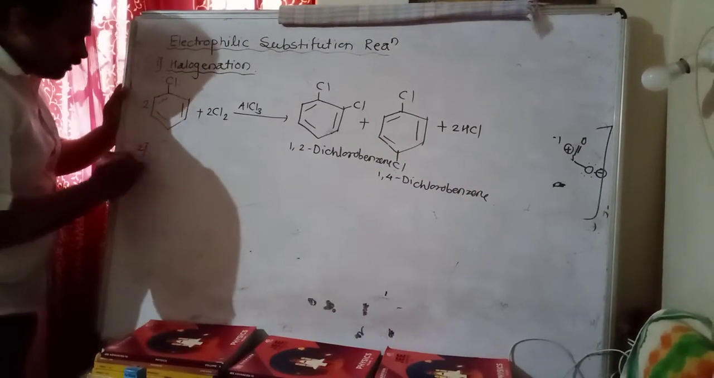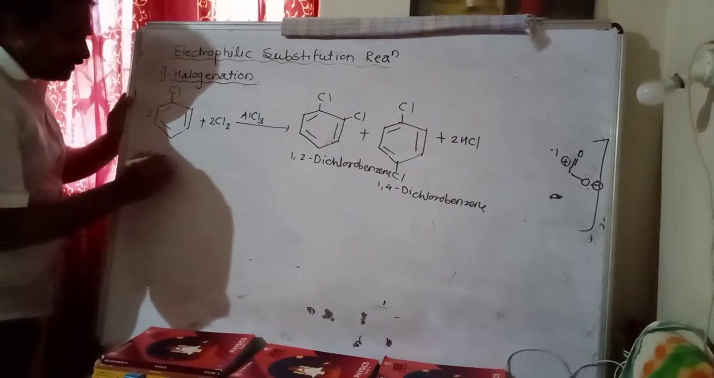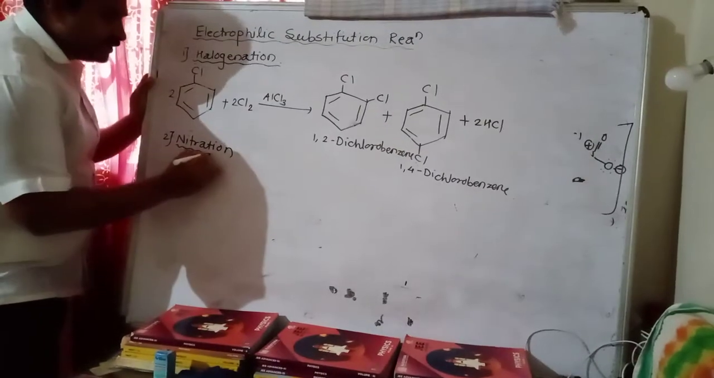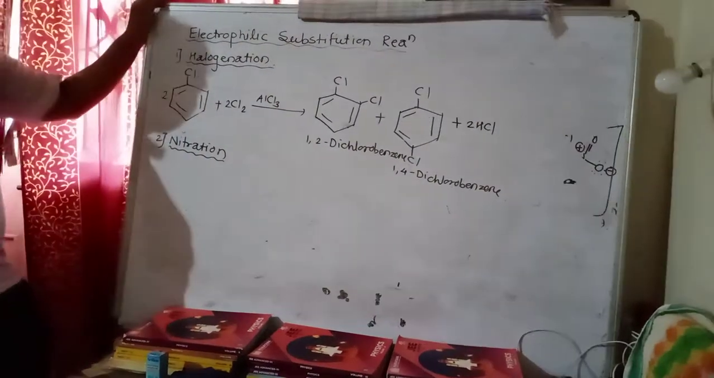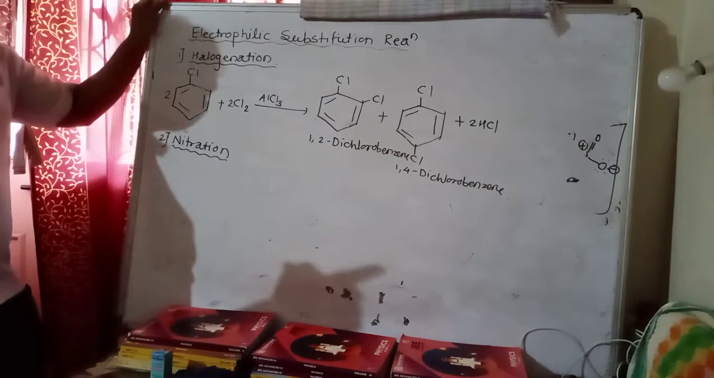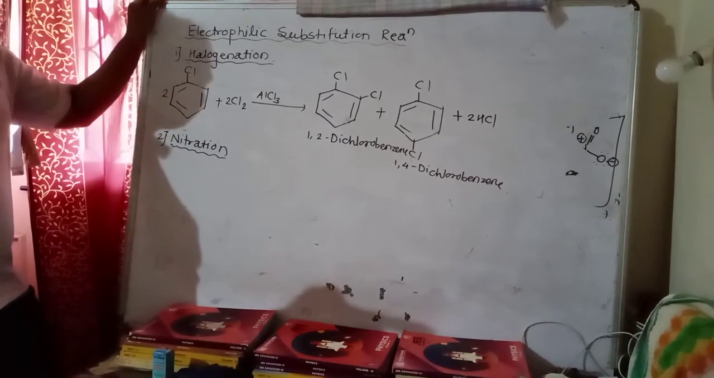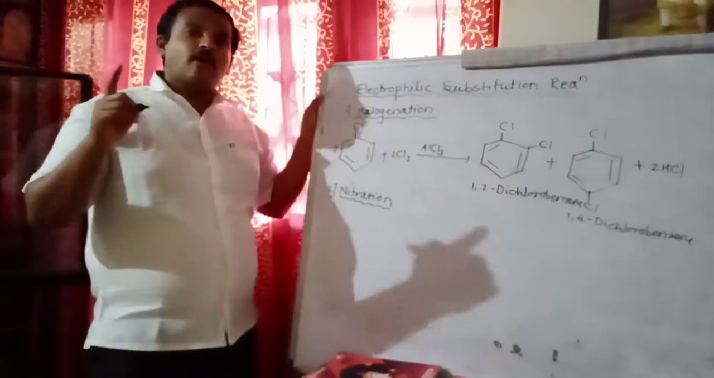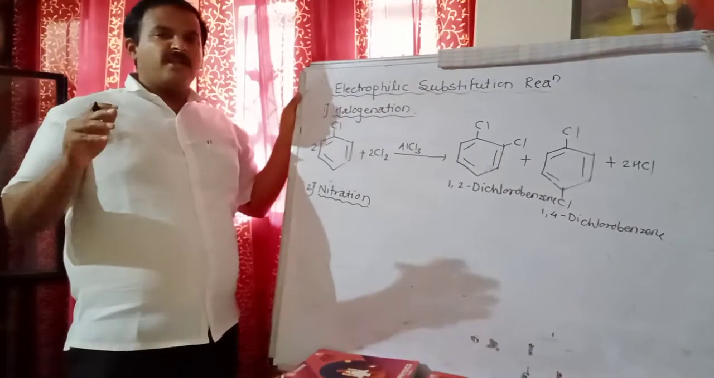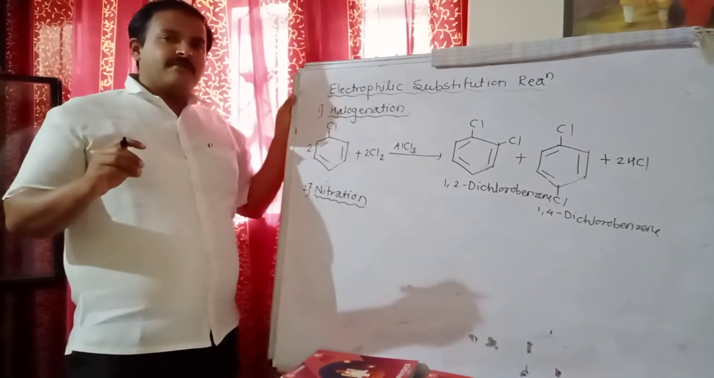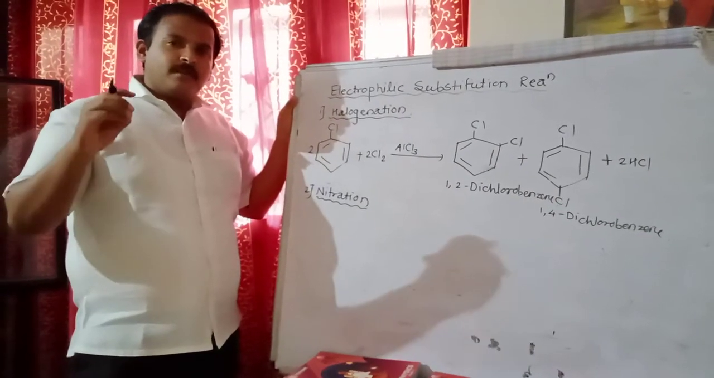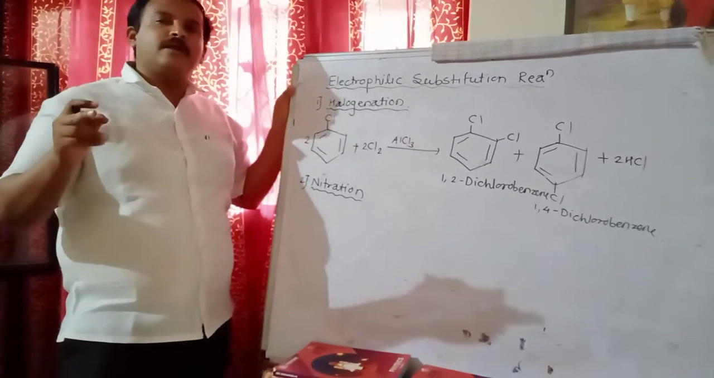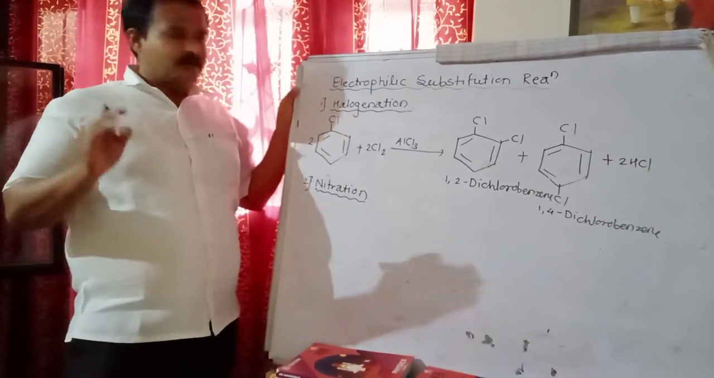Students, next reaction, nitration. Last year you have seen that when benzene reacts with concentrated nitric acid and concentrated sulfuric acid, nitrobenzene is formed. What is the meaning of nitration? Nitration is when one hydrogen atom of benzene is substituted by the NO2 group and nitrobenzene is formed. This process is called nitration.